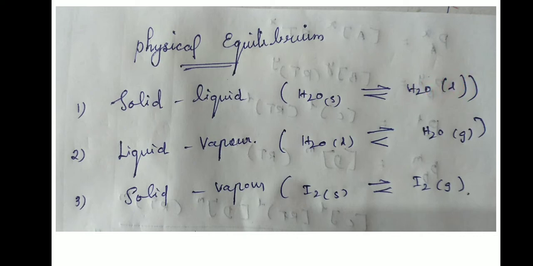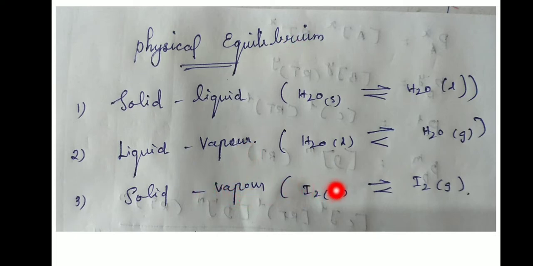Next, liquid-vapor equilibrium. See, H2O liquid and H2O gas. Vapor means gas. For example, liquid water is in equilibrium with its vapor at 373 Kelvin and 1 atmosphere pressure in a closed vessel. H2O(l) in equilibrium with H2O(g). Here, the rate of evaporation is equal to the rate of condensation. And next one, solid-vapor.